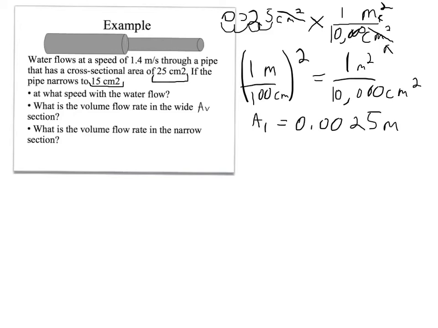0.0025 meters squared. And I can use that same principle of moving the decimal 4 times to the left for 15. 1, 2, 3, 4. Second area is 0.0015 meters squared. Now we're ready to go. At what speed will the water flow?